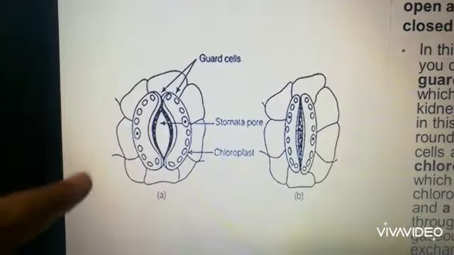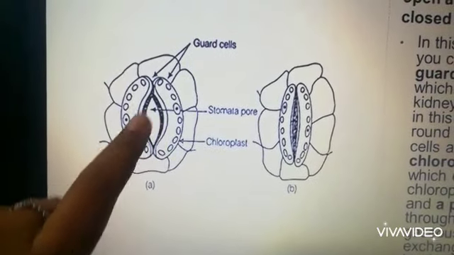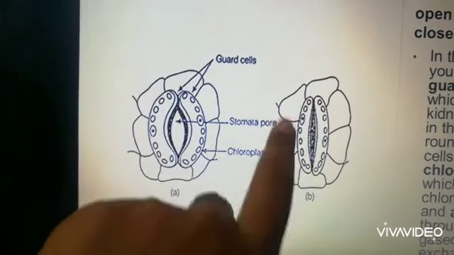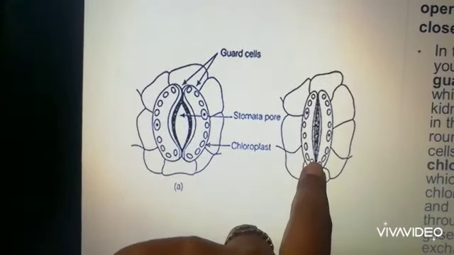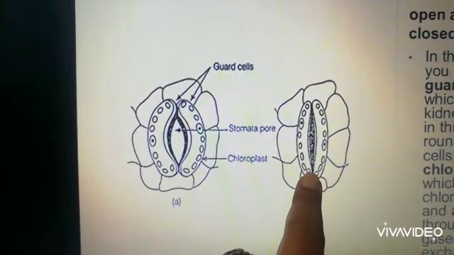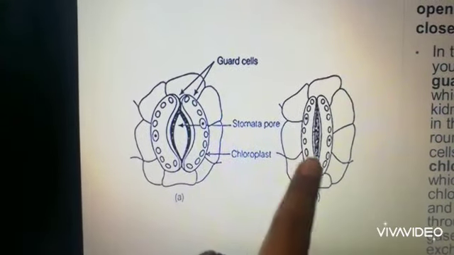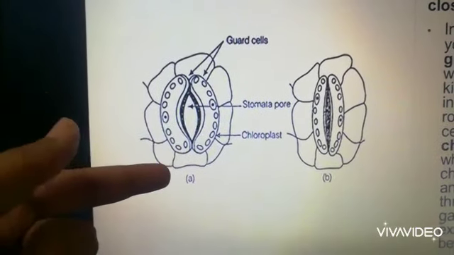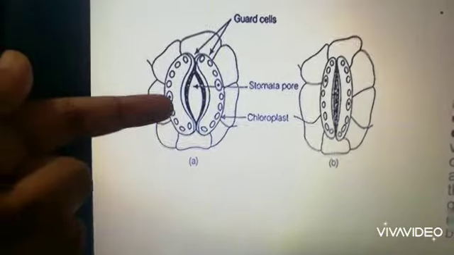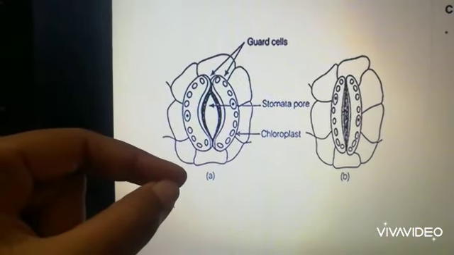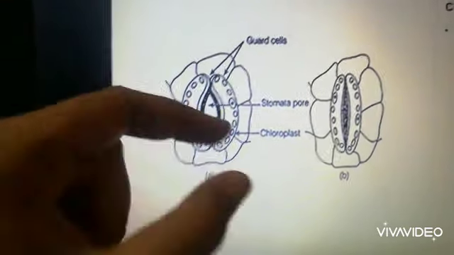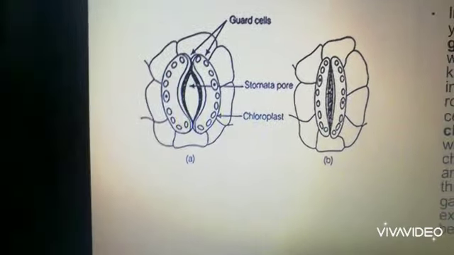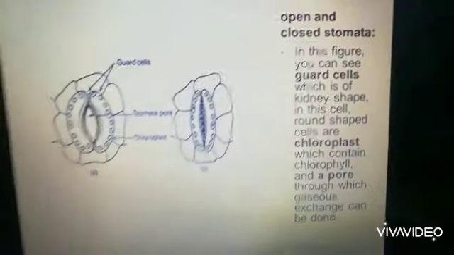Here, when the guard cells have space in between, it is called an open stomata. When the guard cells do not have space inside them, it is called a closed stomata. Through open and closed stomata, gaseous exchange takes place, as we have already discussed. Oxygen is produced and comes out through this, and carbon dioxide is needed and goes in through this only. So this is all about stomata.